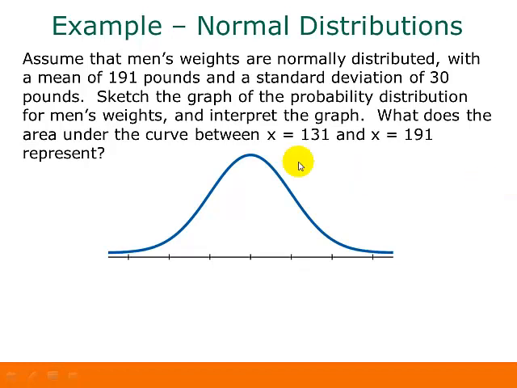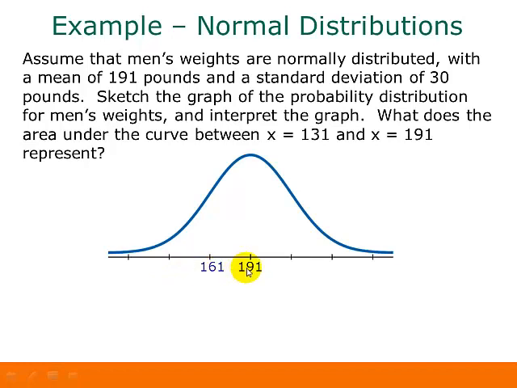So here is our basic bell-shaped curve, which represents a normal probability distribution. To draw the curve for this particular distribution, we're going to put the mean in the middle, so there's our 191. And then to show a little bit more what the distribution looks like, we can put some other values in here. So we're going to go down by one standard deviation at a time.